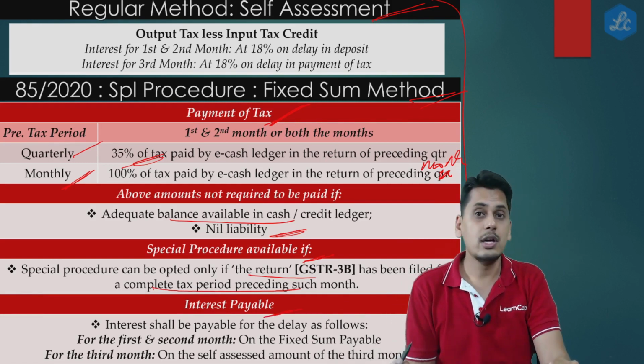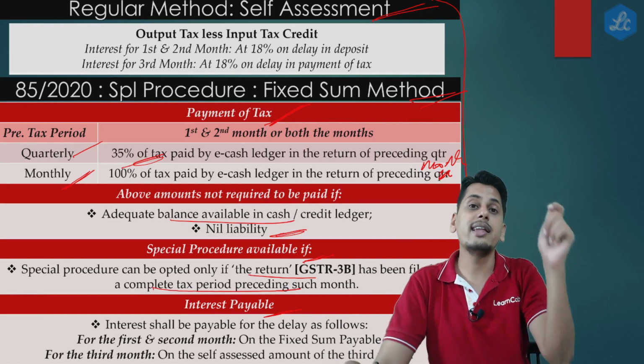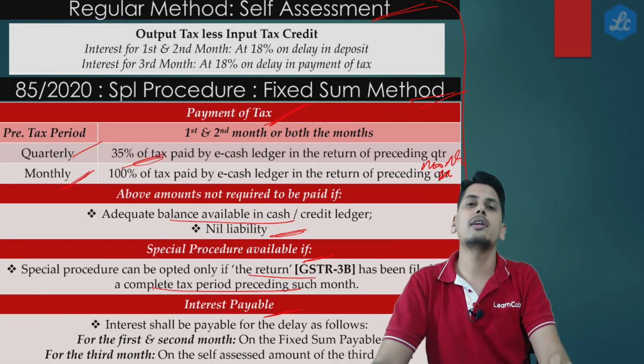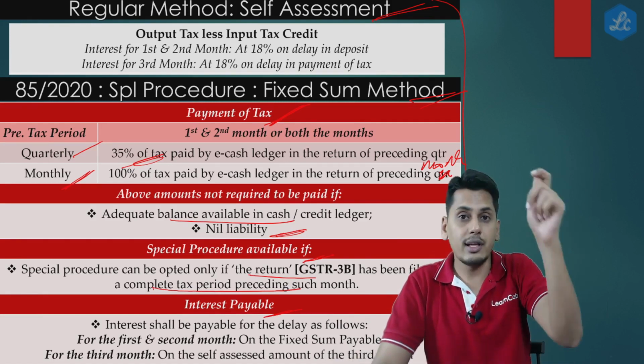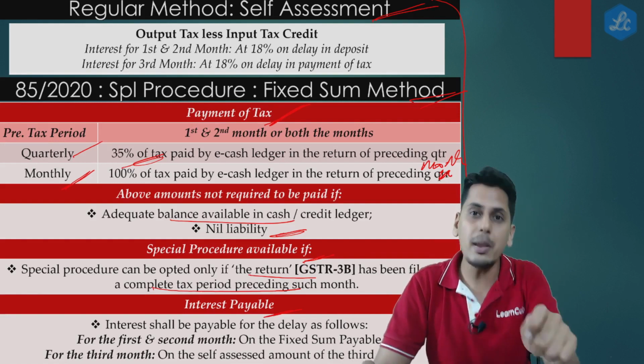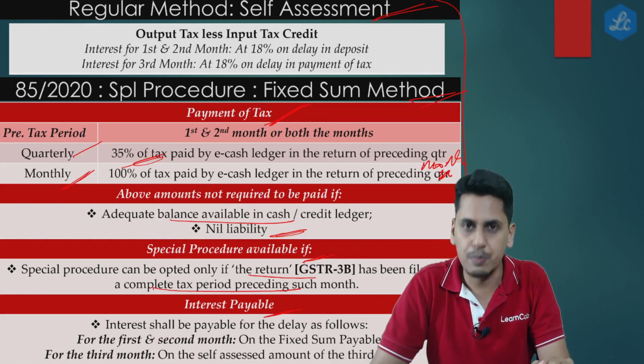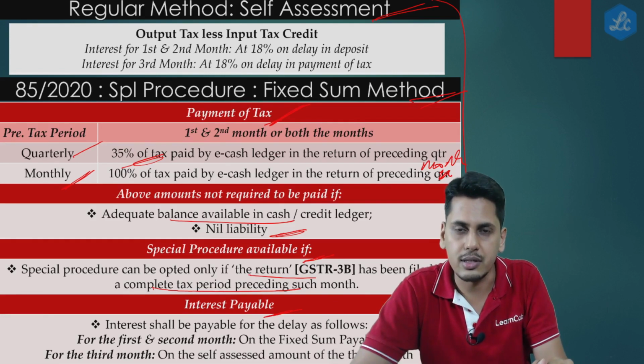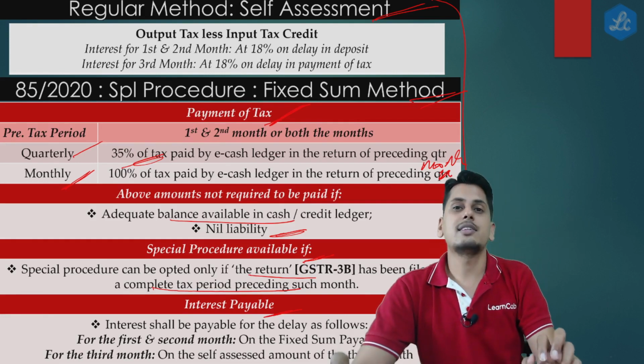Interest is payable, yes, for the first and second month. If there is any delay in deposit in the electronic cash ledger, interest is payable. For the third month, if there is any delay in payment of taxes, interest is payable at the rate of 18%. Now friends, we have discussed everything.